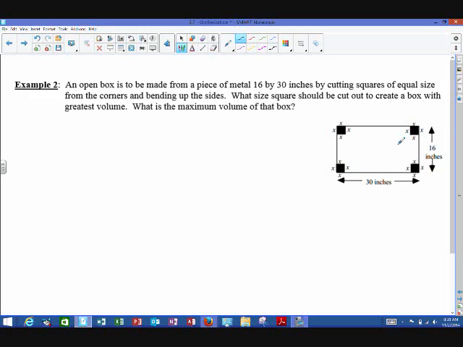So anyway, the problem says you got this open top box that's to be made from a piece of metal 16 by 30 inches by cutting out squares of equal size from the corners and bending up the sides. What size squares should you cut out to create a box that has the largest volume? And then what would the maximum volume of that box be? All right, so you're really wanting to use a lot of space. You want this box to be big, but you just don't know how to fashion the corners so that that's going to happen.